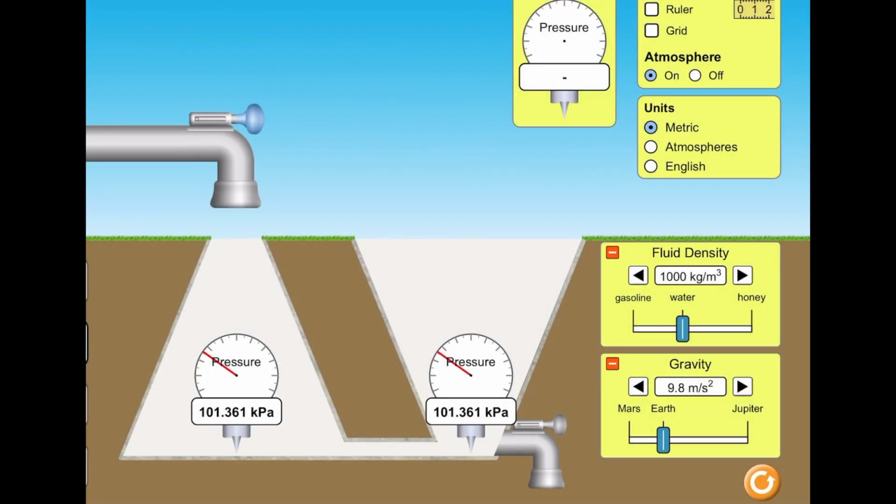Okay, so let's do some simulation. You were doing a lot of problems continuously for the last few days, so let's try this simulation. This is the Pascal's law simulation.